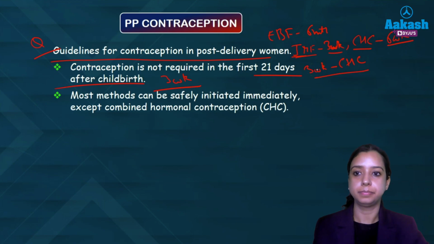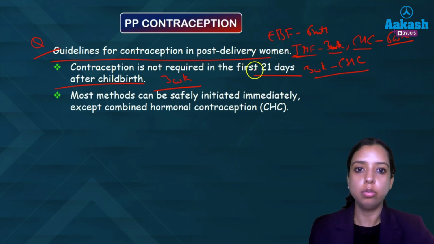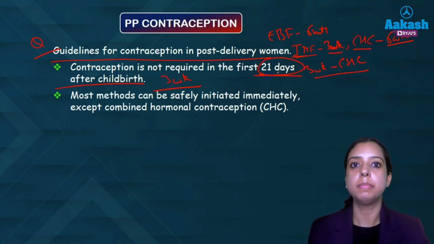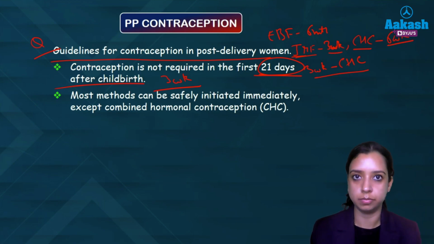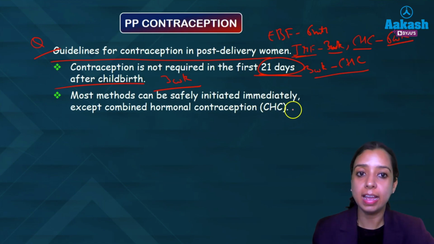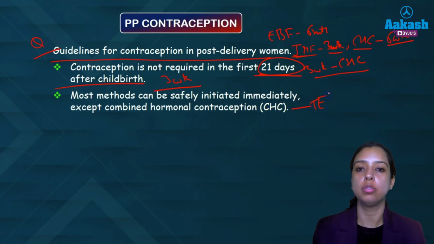Right. Now, though I have told you nothing needs to be used till 21 days, if somebody asks what can be used immediately: if a woman wants to use something immediately after delivery, you can use everything related to progesterone: implants, pills, injectables. You cannot use CHCs. You cannot use estrogen immediately after delivery, even if you are not planning to breastfeed. Why? Because there is a high risk of thromboembolism. So you cannot use CHCs immediately after delivery.